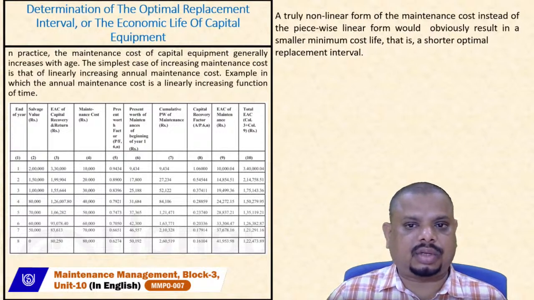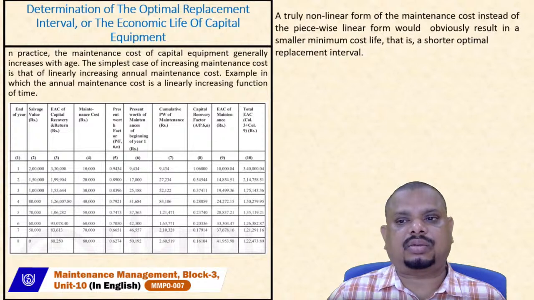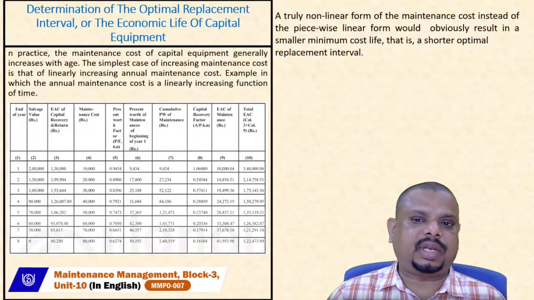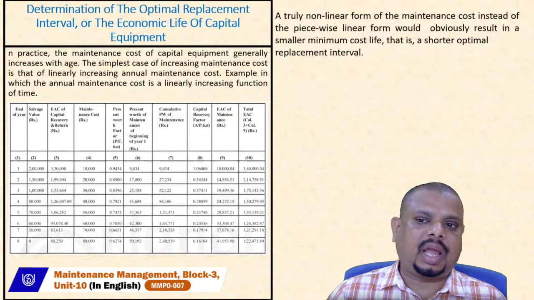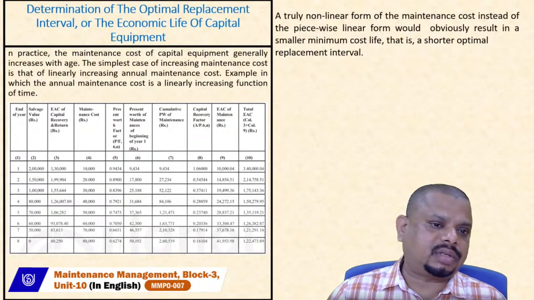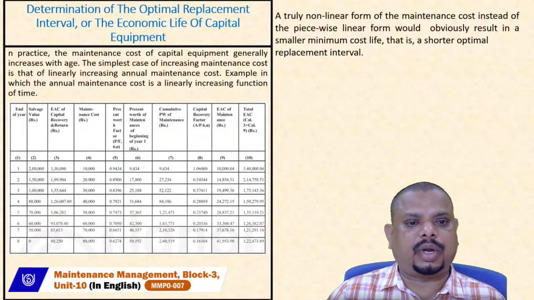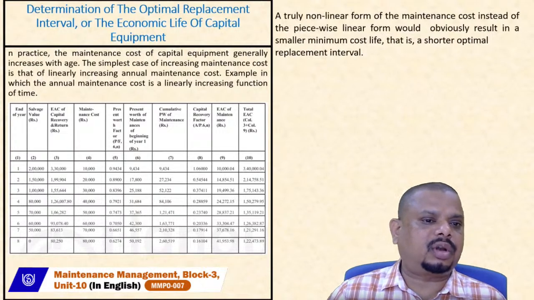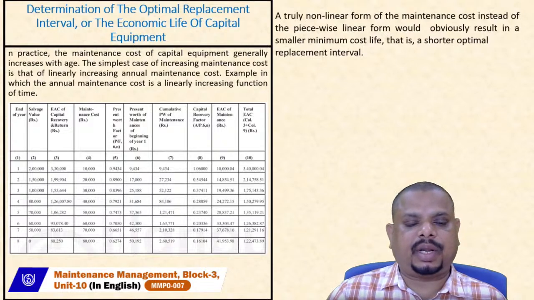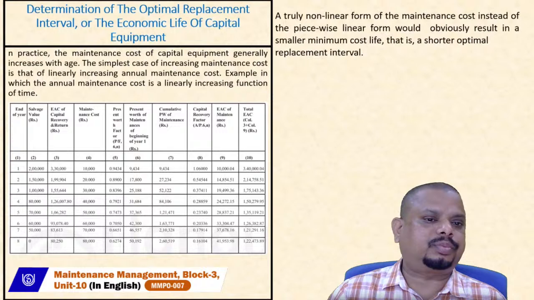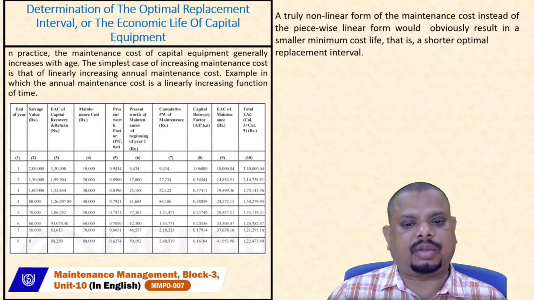So if you go for a non-linear form of maintenance cost instead of the linear form, it will obviously result in a smaller minimum cost and shorter optimal replacement intervals. So whenever you go for the optimal replacement interval, you have to focus upon the economic life of the capital equipment calculation before implementing the replacement policies. Here the most important part is that you have to think about the age factor of the machines.